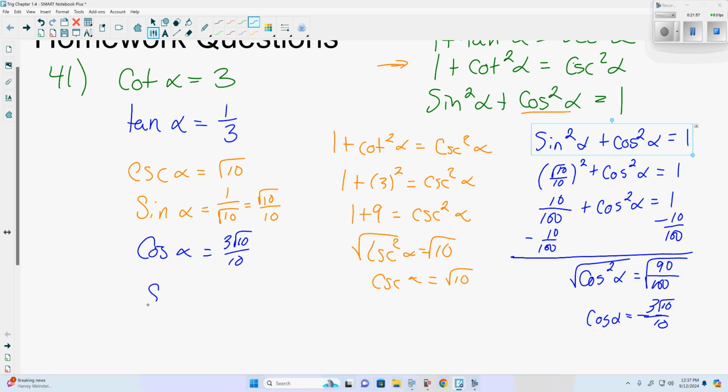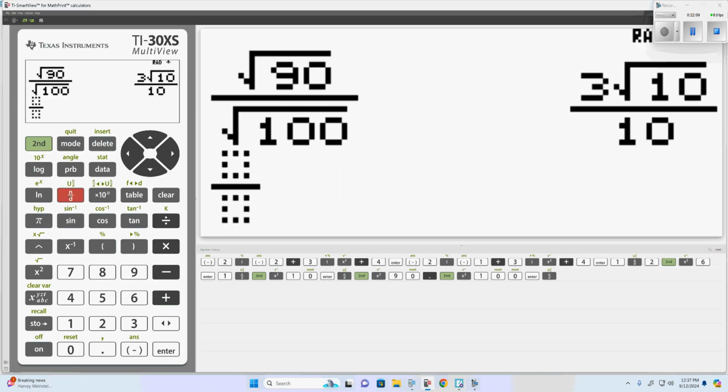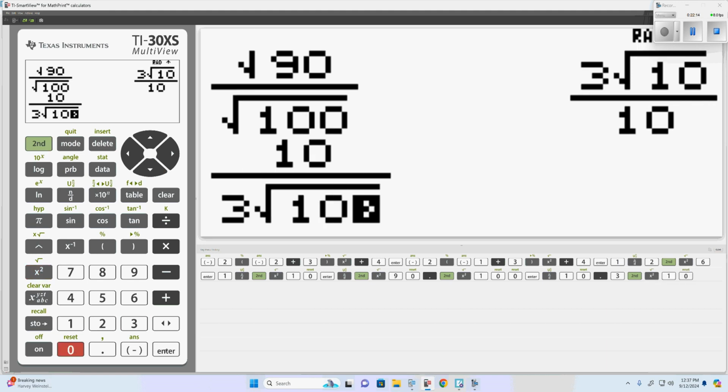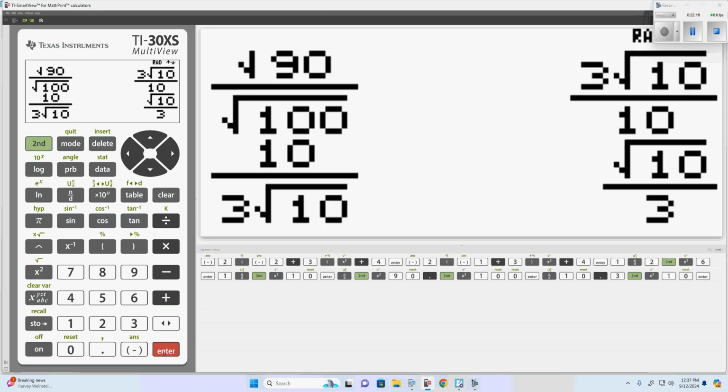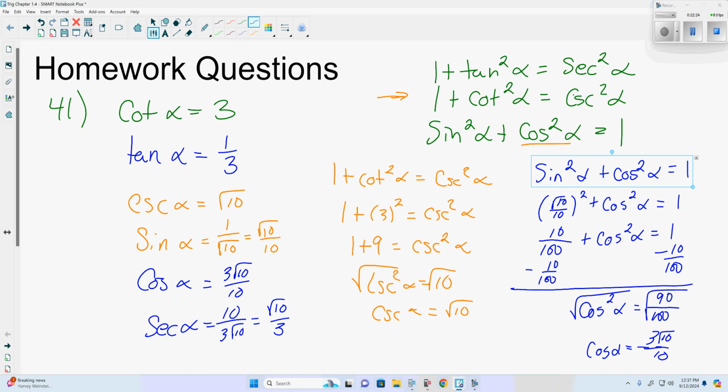And lastly, secant is 1 over cosine, so 10 over 3 square root of 10. Again, we can let the calculator do this: 10 over 3 square root of 10 is square root of 10 over 3. And we can get these here. And again, that's just using our formulas.